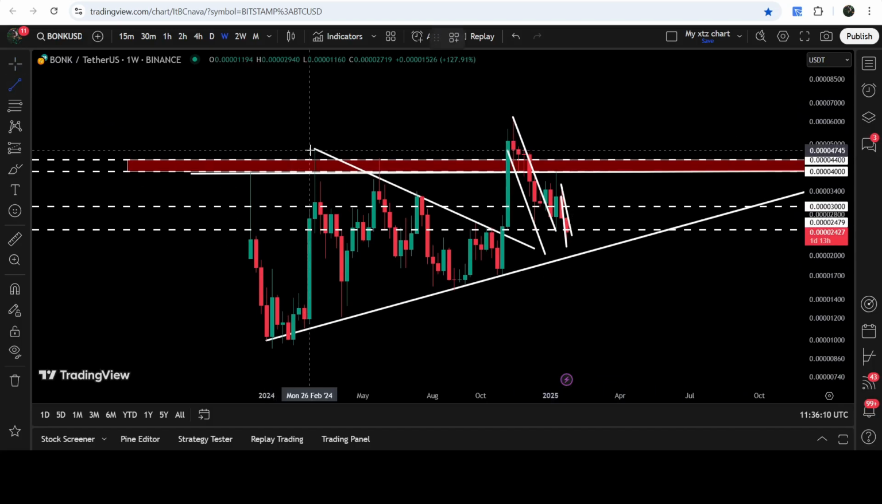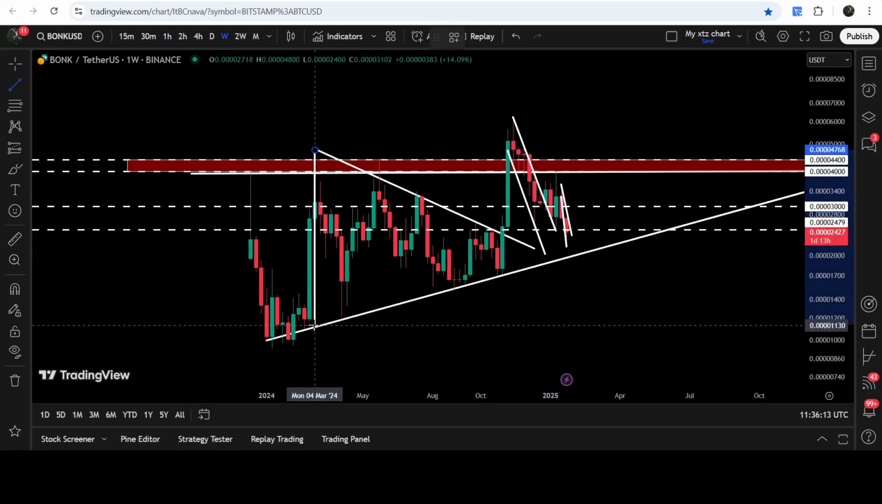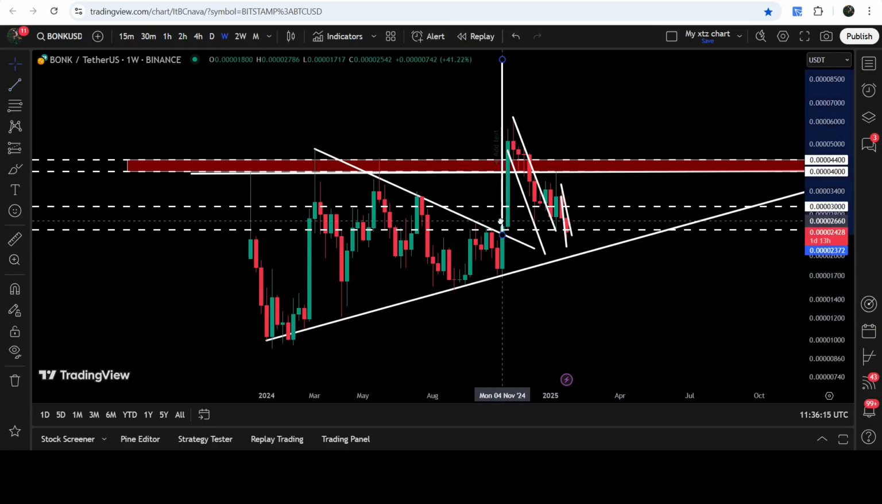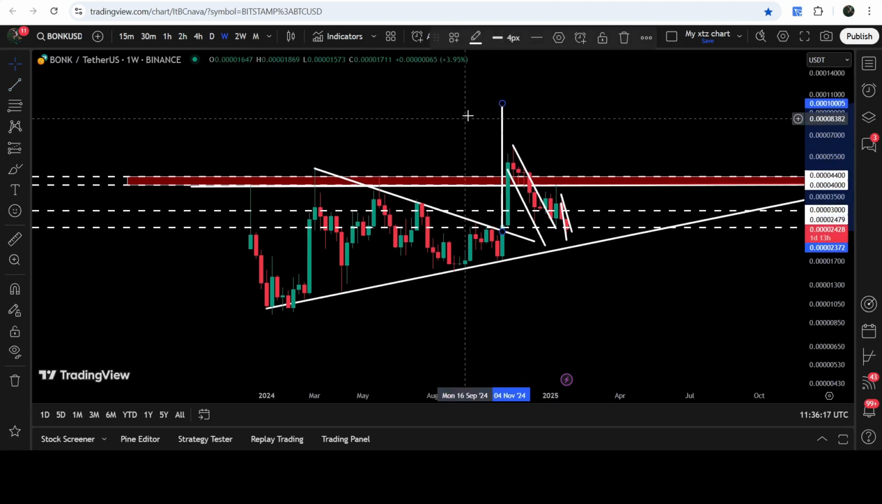And now if we take a look at the target for the breakout from this symmetrical triangle, that technical target will be about to be here. That will be approximately at $0.0001. So this was the update so far.